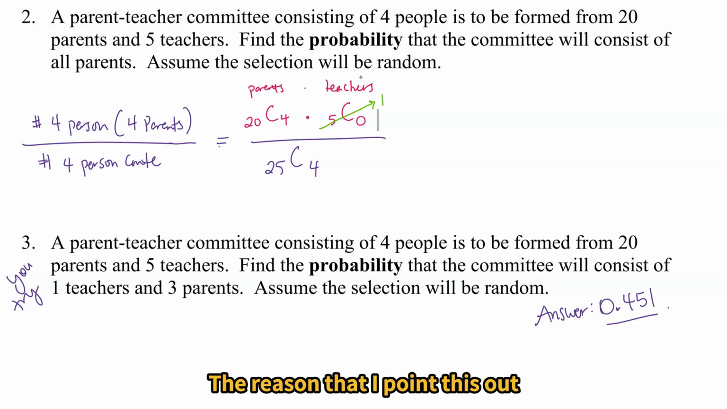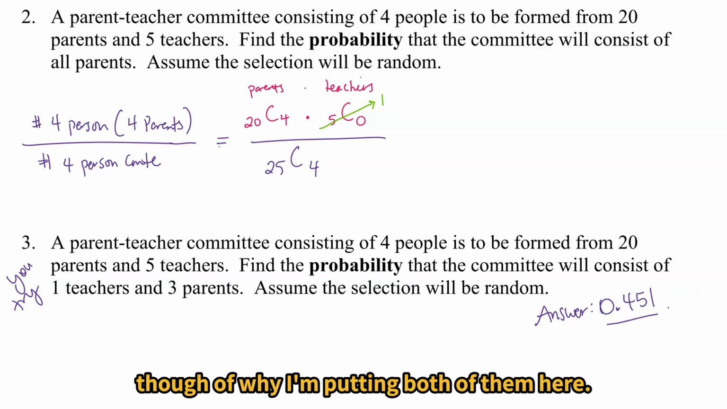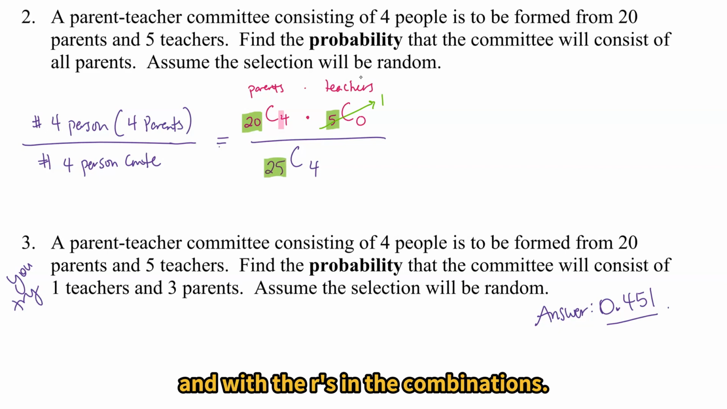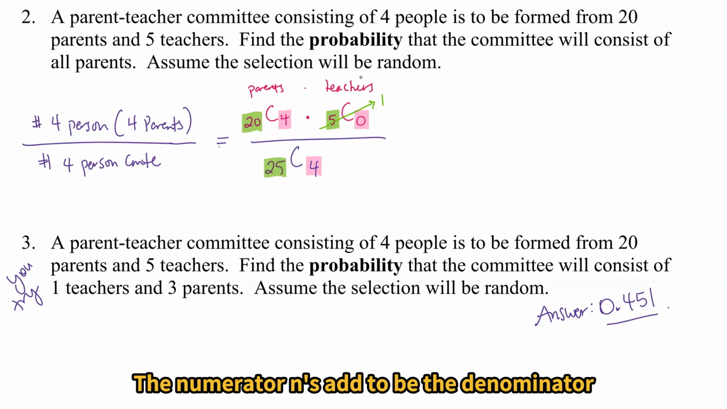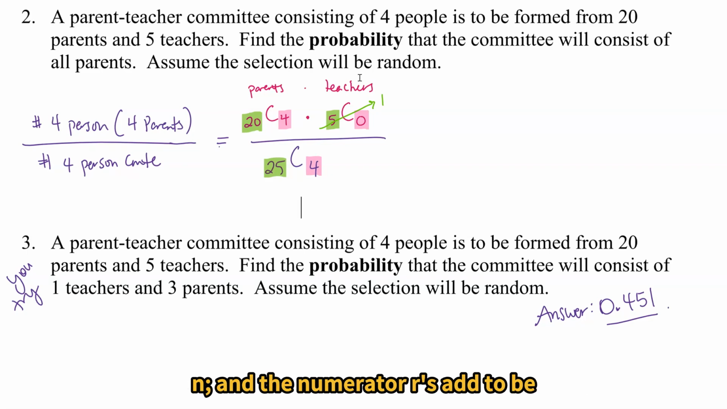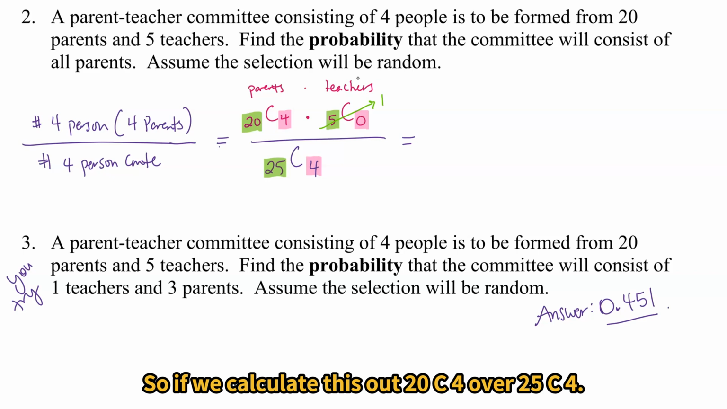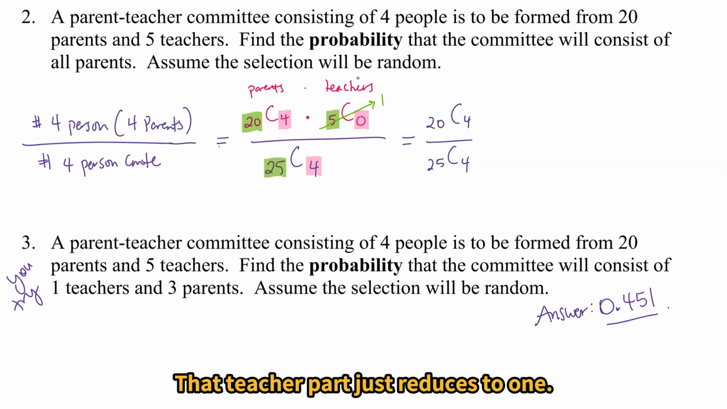The reason that I point this out, though, of why I'm putting both of them here, look what happens with the n's in the combinations and with the r's in the combinations. The numerator n's add to be the denominator n, and the numerator r's add to be the denominator r. It's kind of a cool little feature with these probabilities. So if we calculate this out, 20C4 over 25C4, that teacher part just reduces to 1.